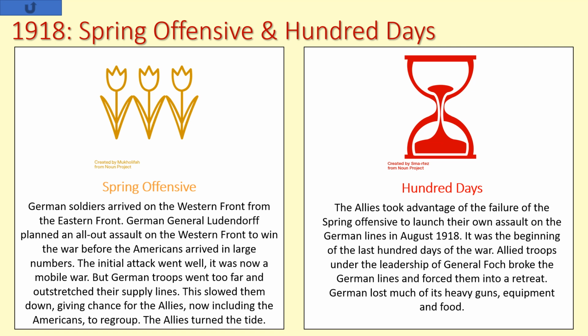They're going to throw everything they've got into an all-out offensive on the Western Front, using these soldiers from the Eastern Front to try and break through the enemy lines and end the war before the Americans arrive in very large numbers. The initial attack goes incredibly well for Ludendorff in what became known as the Spring or Ludendorff Offensive.